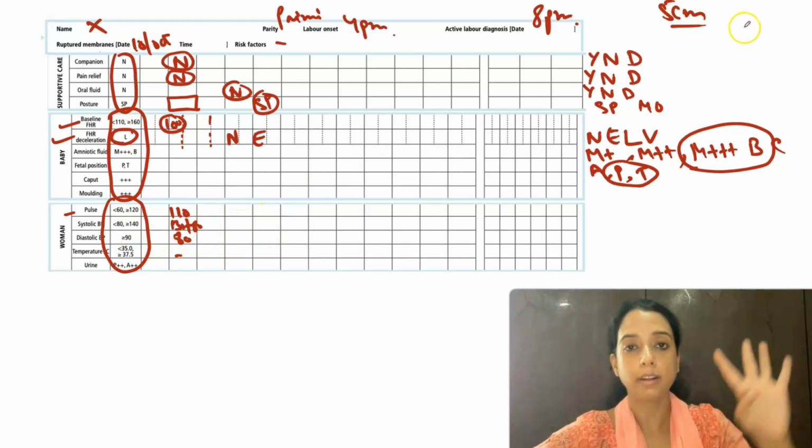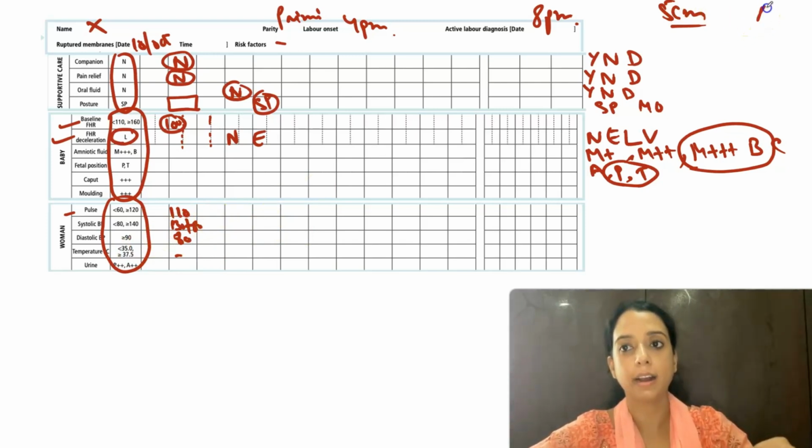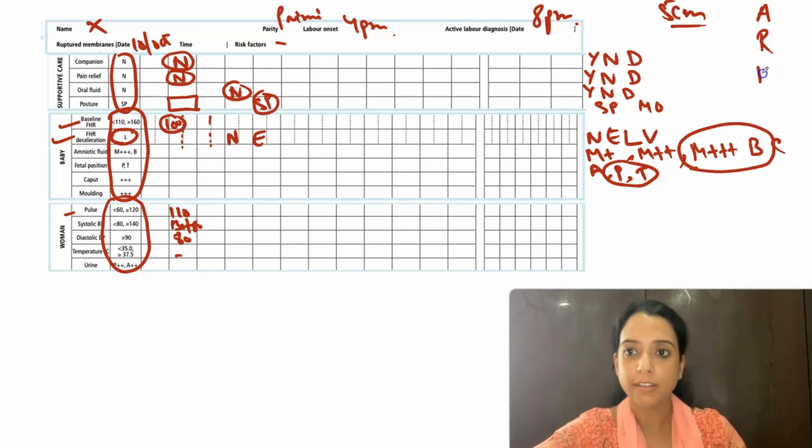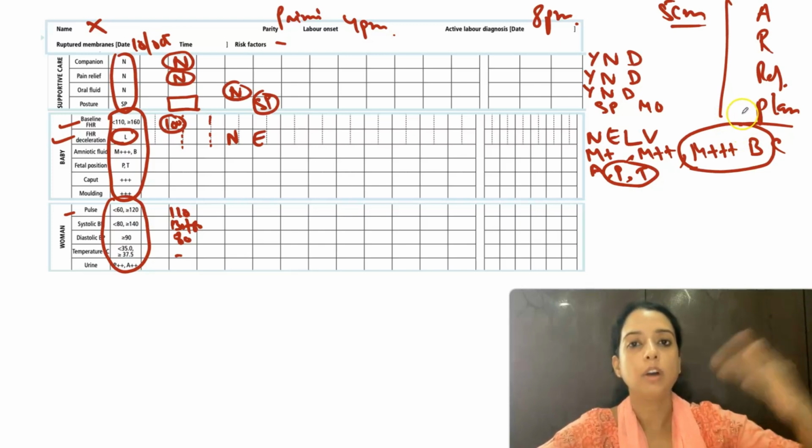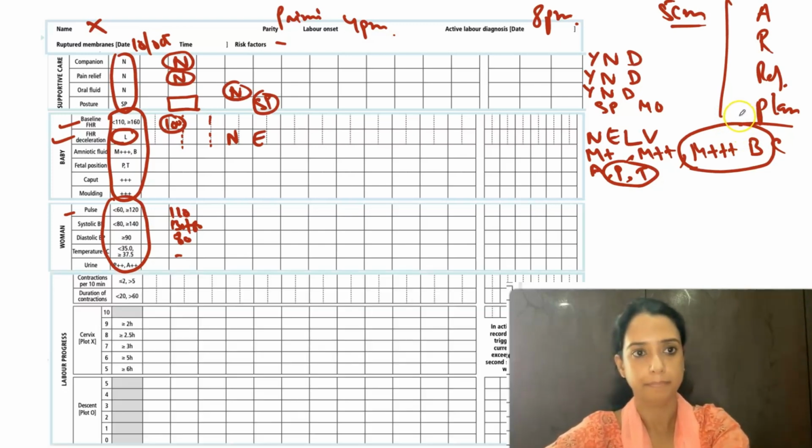What are the 4 ways of marking it? Assess, then record, check with the reference value, and then make a plan. In these 4 steps, you put down everything on the partogram.